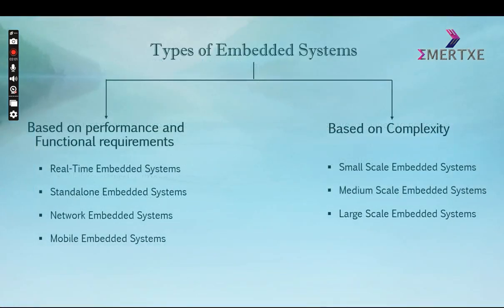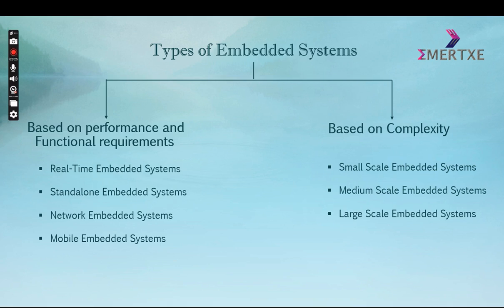And the next slide is types of embedded system. Embedded systems are divided into two types. First one is based on performance and functional requirements. Second one is based on complexity. The first one is again divided into four types: real-time embedded system, standalone embedded system, network embedded system, mobile embedded system.